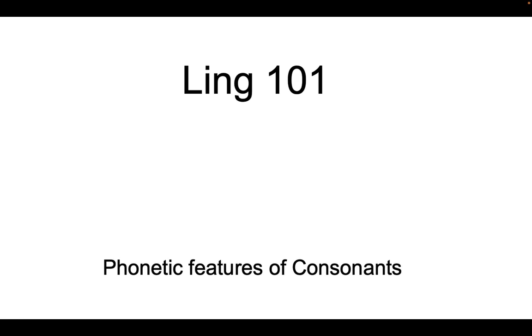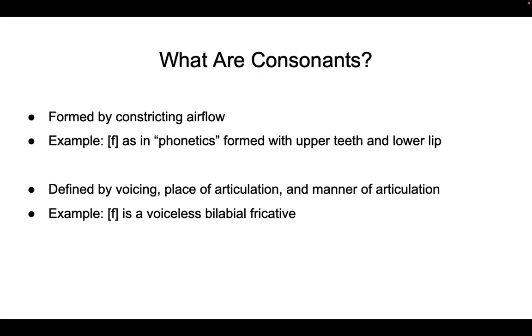Linguistics 101. In this video, we're going to talk about the phonetic features of consonants. Now let's start by asking, what are consonants? You've probably learned that consonants are all the letters in the alphabet except for A, E, I, O, U, and sometimes Y. But in linguistics, when we talk about consonants, we're really talking about speech sounds, not letters. And there are some things that make consonant sounds different from vowel sounds.